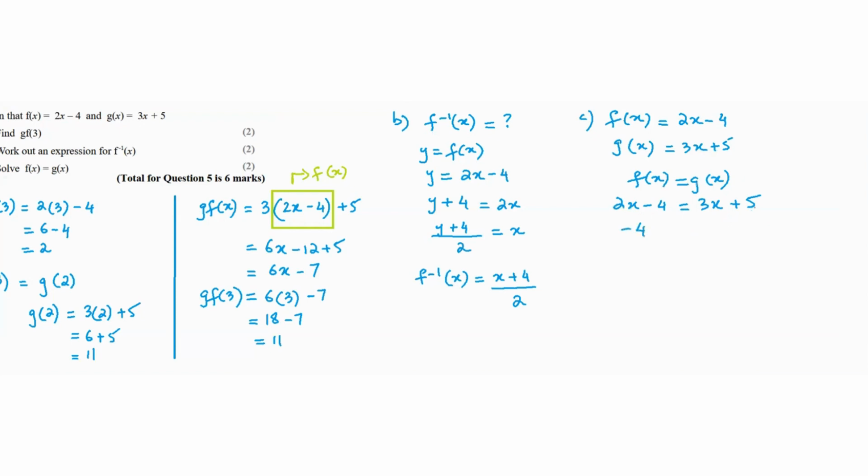So I'm going to bring 5 to the left-hand side, which makes it negative 4 minus 5. And 2x to the right-hand side, so that's going to be 3x minus 2x. So this goes over here, and this goes over here. So negative 4 minus 5 is negative 9, and 3x minus 2x is x. So your answer over here is x equals negative 9.